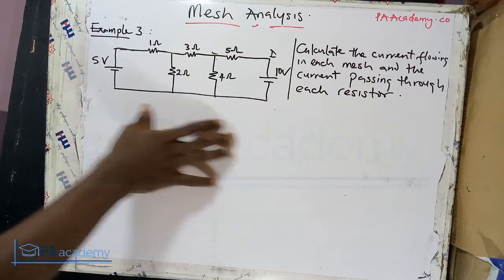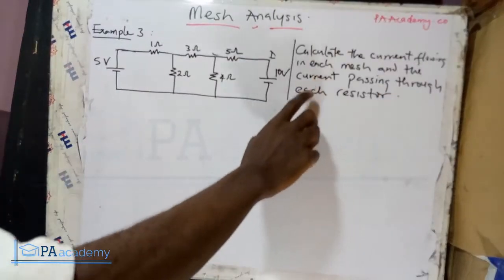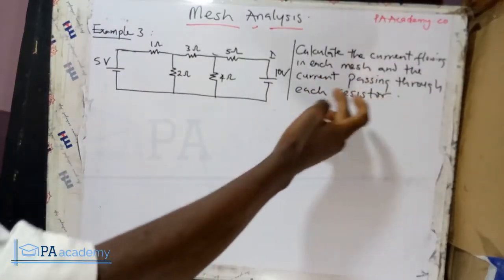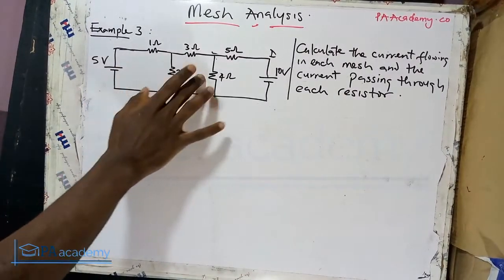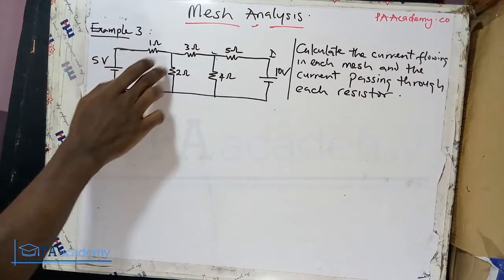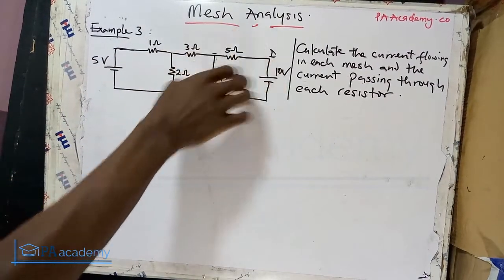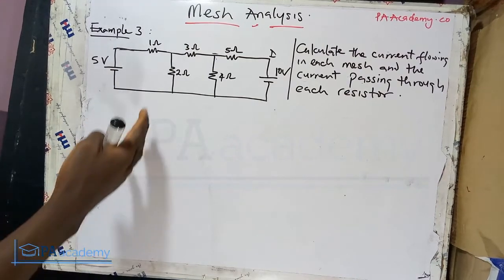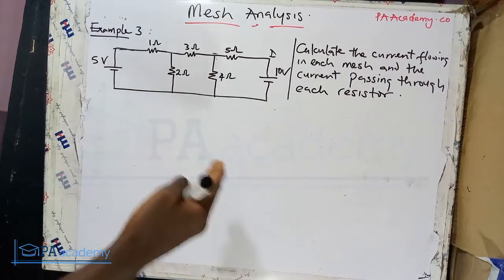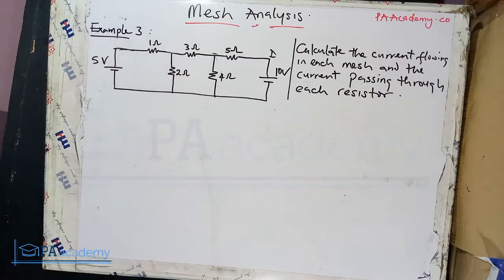Now, if you are looking at this circuit, you are asked to calculate the current flowing in each mesh and the current passing through each resistor. If you look at this one, we have 3 meshes, and we also have 5 resistors. Unlike the previous examples that we looked at, where we had 2 meshes and 3 resistors. So now this is example 3, and we are going to be calculating the currents flowing through each of the meshes and each of those resistors.